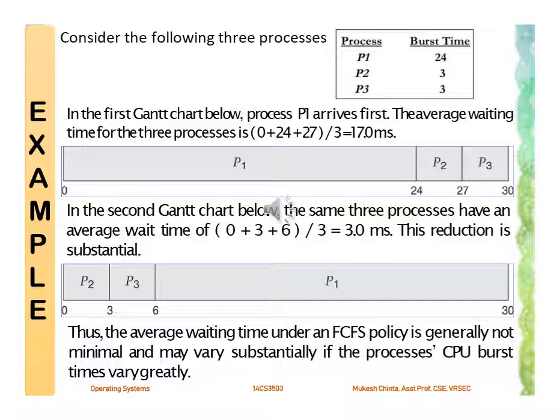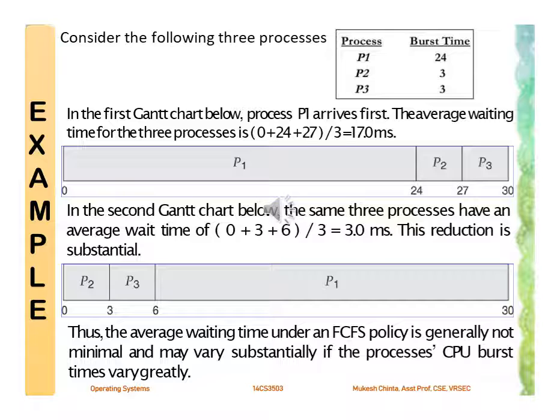Then you have to draw the Gantt chart. In the first chart, below the process P1, the execution starting time is 0. After that, 24 is the execution time. After that, 24 plus 3 is P2, which is at time 27. P2 executes until 27, and P3 finishes at 30 for execution. 27 plus 3 is 30.